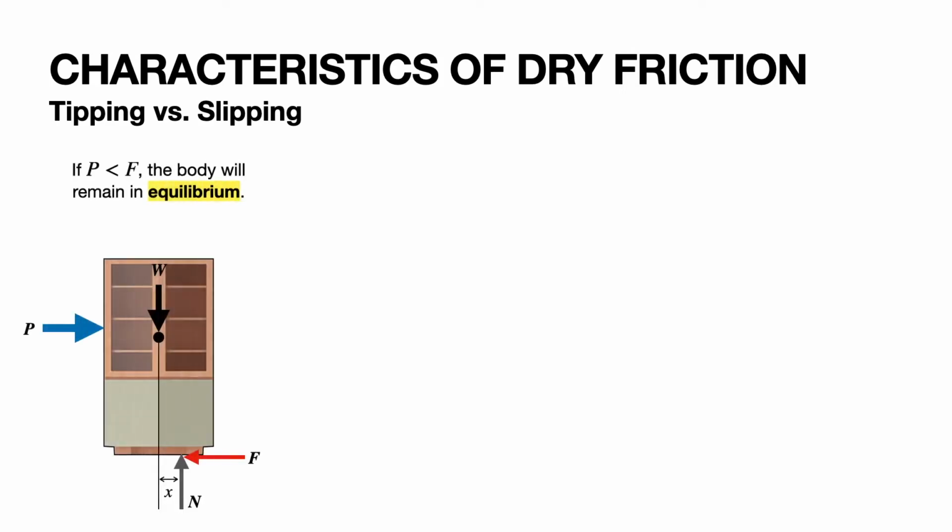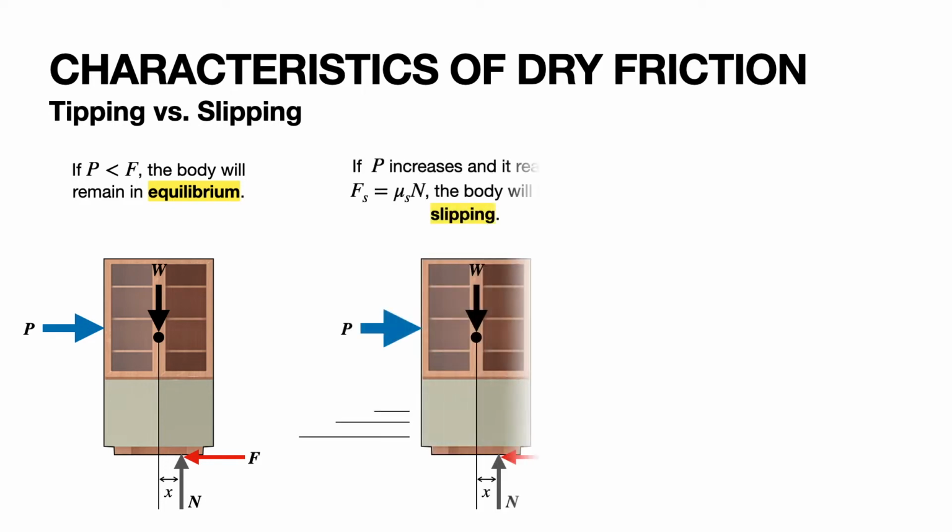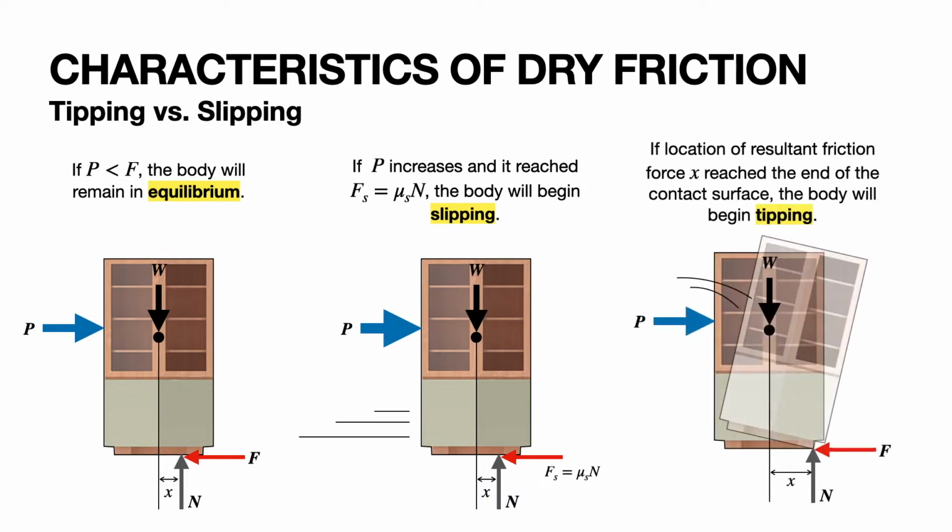When you apply a force smaller than the friction force, the body will remain in equilibrium, or in other words, it will not move. However, if you increase the load subjected to the object, it will reach a point whereby it reaches the maximum static friction limit. At that point, the body will begin to slip, or begin to move. At some point, when the position of the resultant force is shifted right to the end of the contact surface, or when the x reaches the limit of the contact surface, this is when the object begins to tip, or it will start to topple.